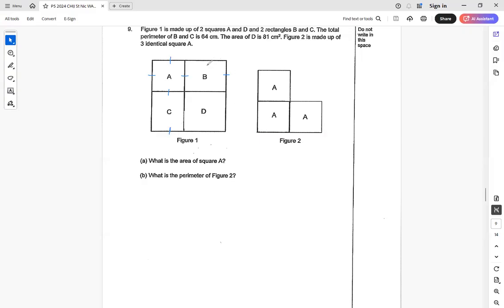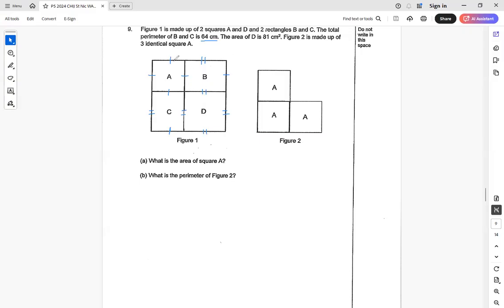Okay, and then now we look at B. Look at D first. D is also a square, meaning all four sides are equal. So let me just label all these that they are equal. This opposite side of C will be equal length as well. The opposite side of B will be equal. All right, so now you know the total perimeter of B and C is 64 cm.